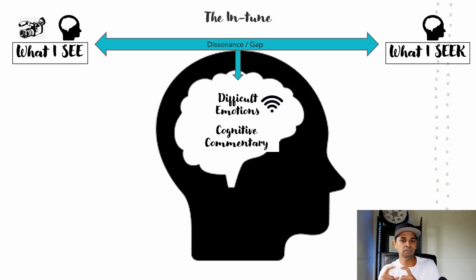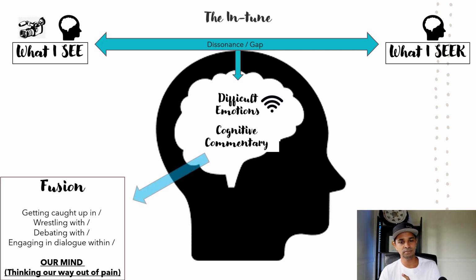Then the difficult emotion signals and flags the mind to come in. Mind, we need you here. This is the start of problems. This is the start of potential problems, because when the mind comes in, what happens with us is that we tend to get caught up in it. Are you kind of seeing this flow?